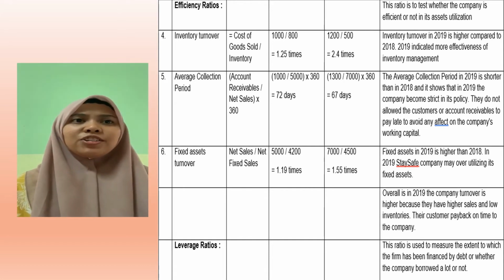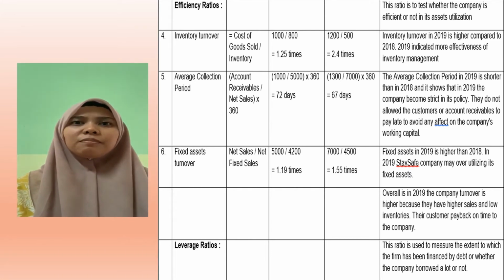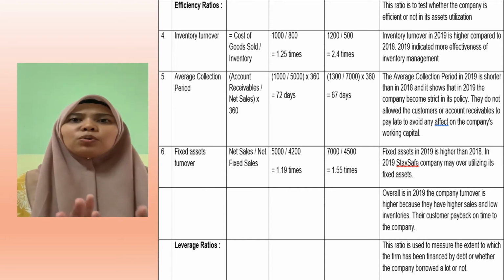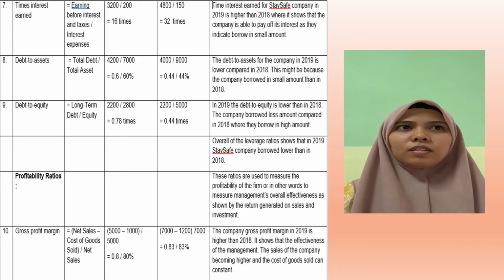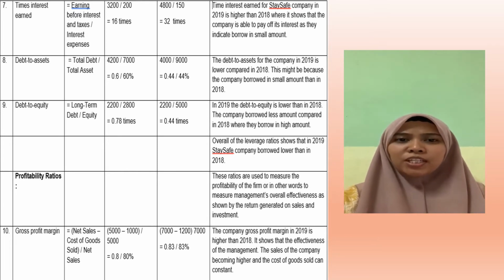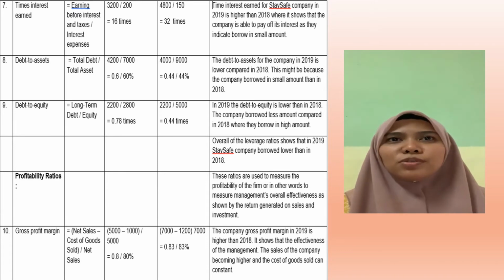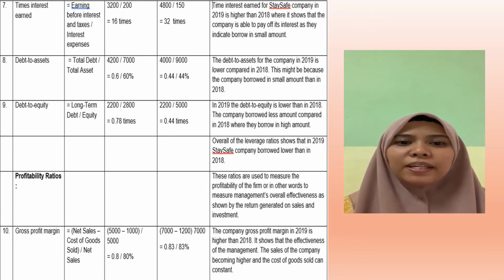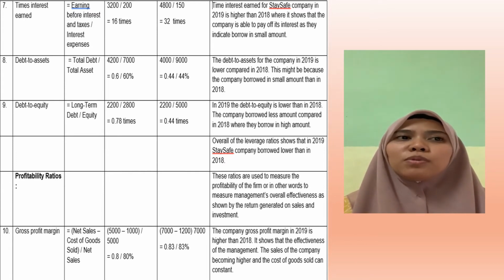The third ratio is leverage ratio. Leverage ratio is the ratio used to measure the extent to which the firm has been financed by debt, or whether the company borrows a lot or not. Time interest earned in 2018 is 16 times compared to 2019, which is 32 times. Time interest earned for Staysafe company in 2019 is higher than 2018, which shows that the company is able to pay off its interest as they indicate borrowing in small amounts.